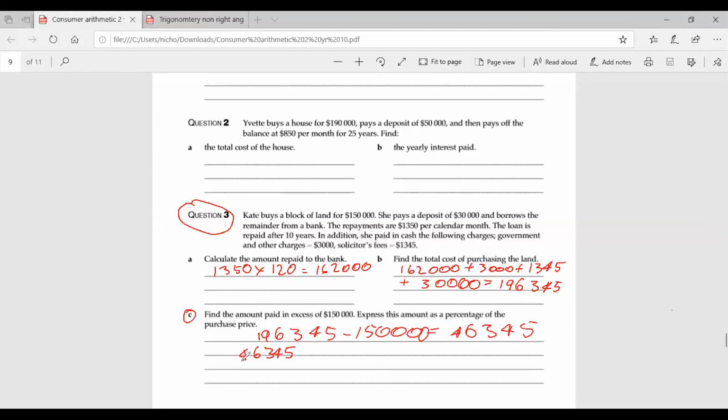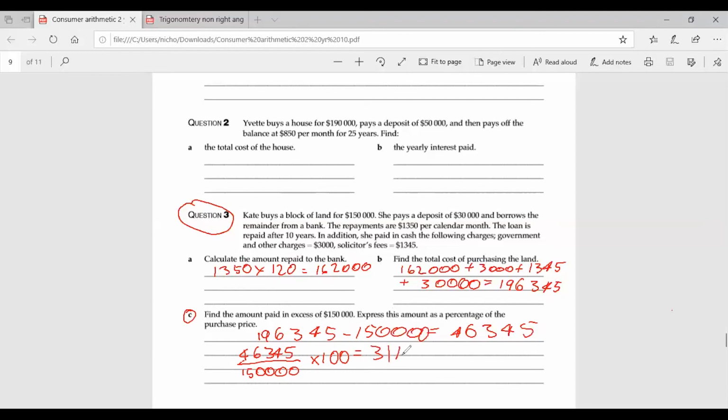Yeah, 150,000. So from here, we're going to go, like you said, we're going to divide by 150,000, okay? And then what else do we have to do to make it a percentage? Times by 100. Times by 100, perfect. And what does that give you? 31%.